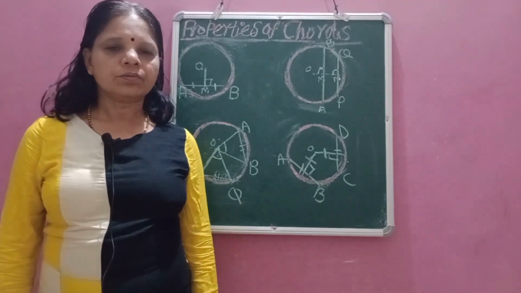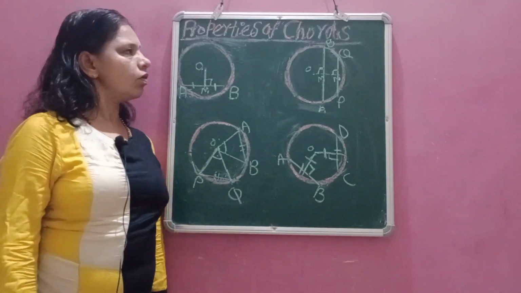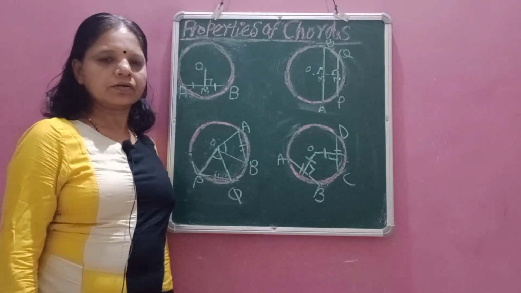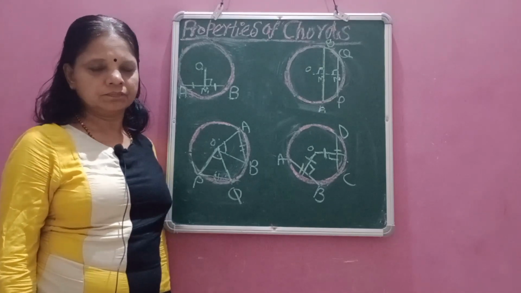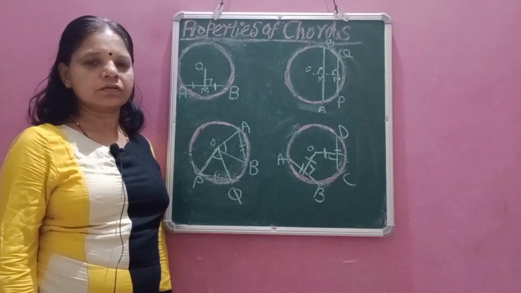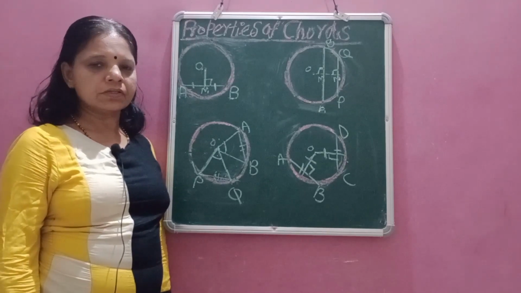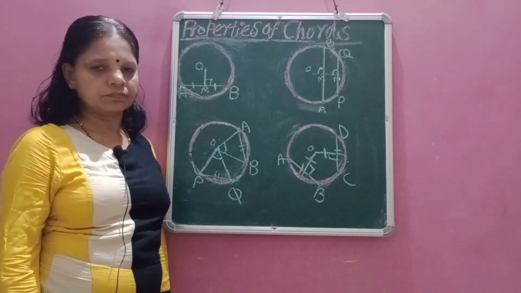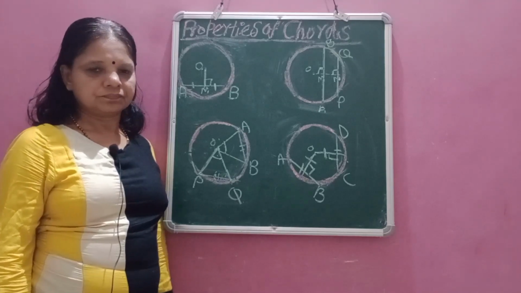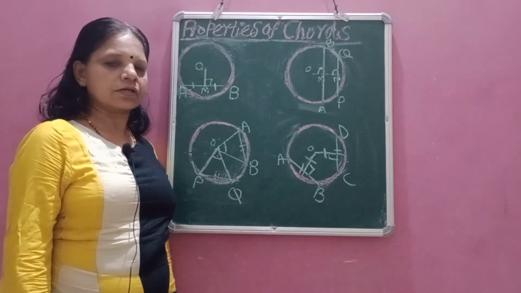So, we will start today's lesson with a new topic, that is properties of chords of a circle. You have learned what is meant by a chord of a circle. The segment joining any 2 points of the circle is called a chord of the circle. Also, you know that diameter is the largest chord of the circle and 2 times radius is diameter. Now we will study some important properties of chords of a circle.